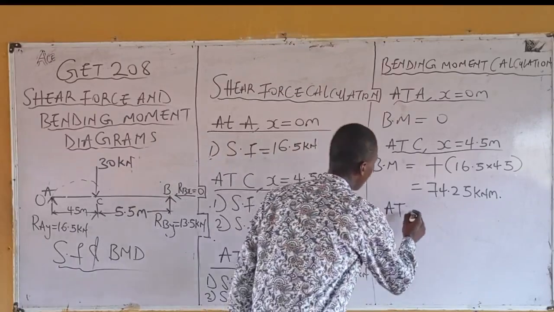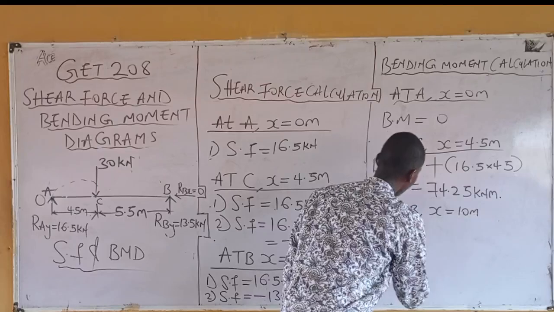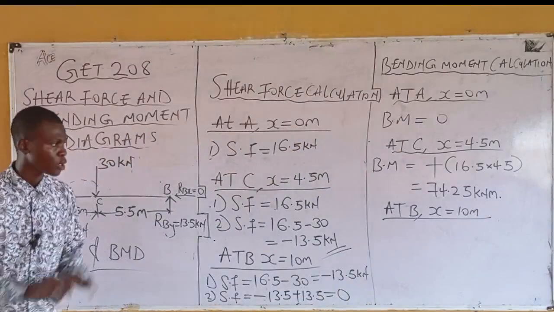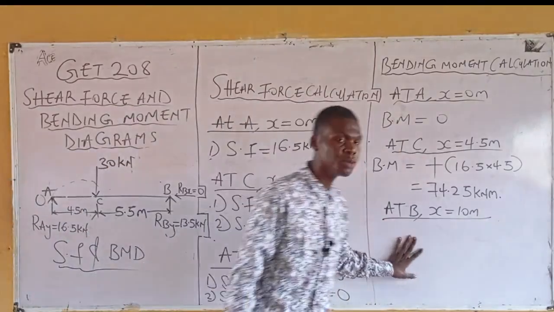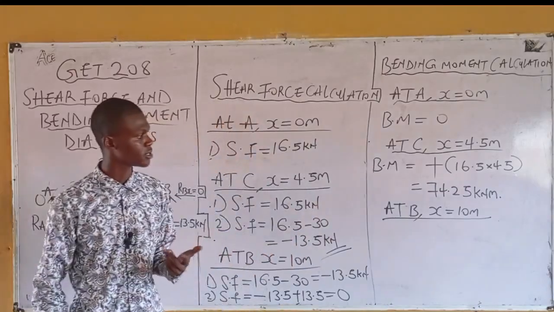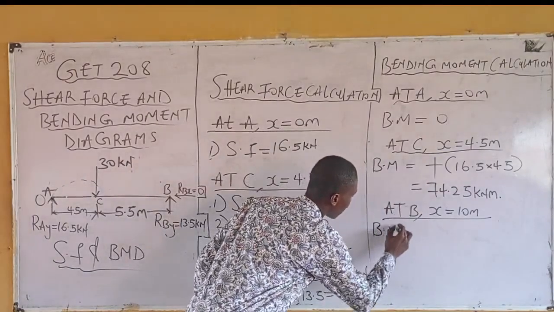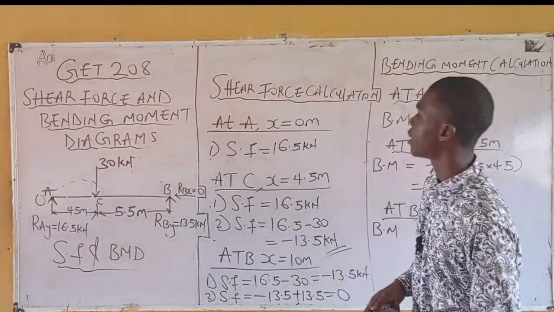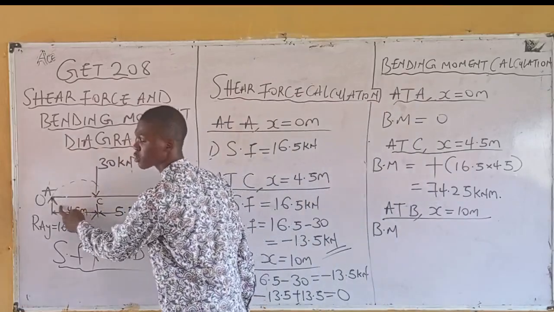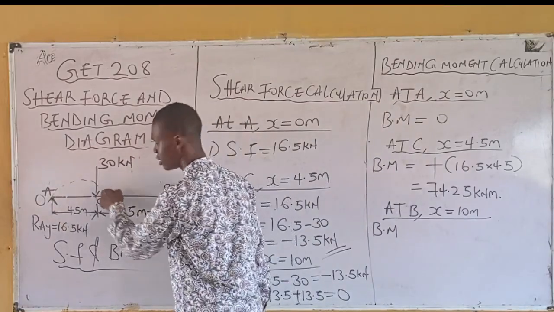Right? Now the next one, at B. Without solving, what will be the value of bending moment? Bending moment must start with 0 and must end with 0. Without solving, bending moment is equal to 0. But let's see. Bending moment. Now the same idea. So I'm taking the moment of these two forces. I'm taking the moment of A to B, and I'm taking the moment of the force at C to B.